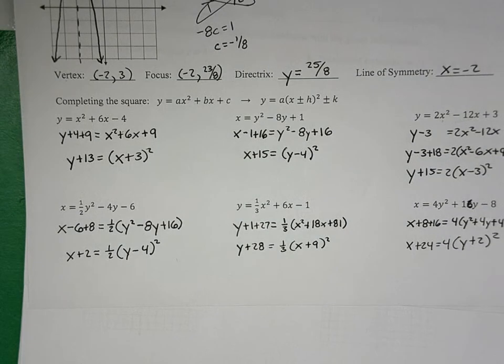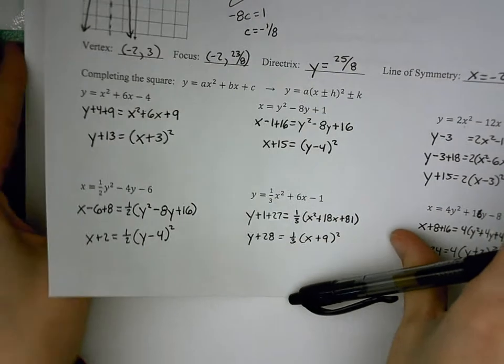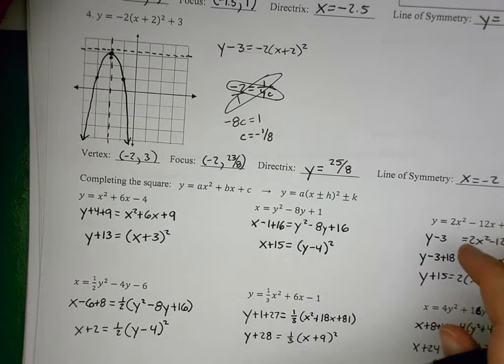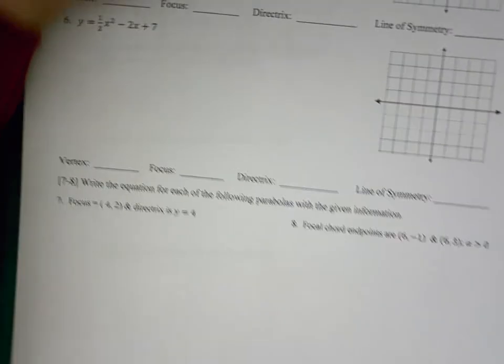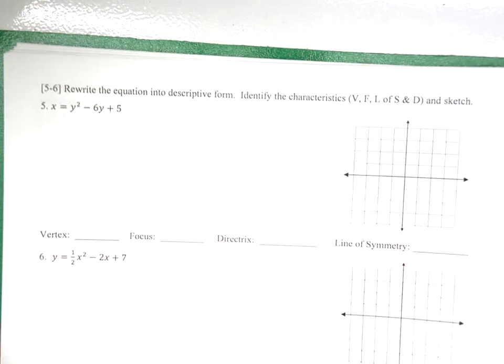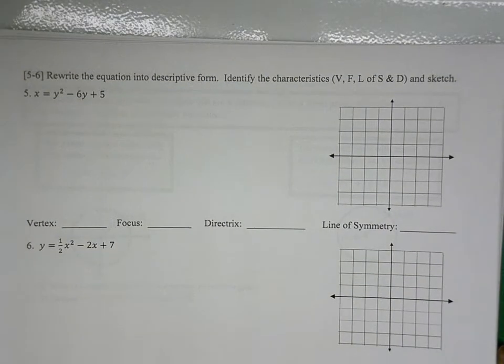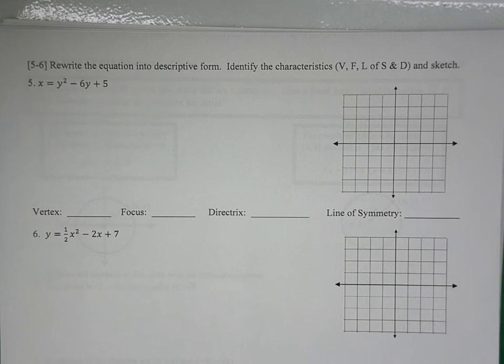Okay, so back to parabolas for 2 more problems, and then that's 6.1. Because we actually aren't going to be doing writing the equations today. So we're just going to focus on graphing here. Okay, so number 5 together. Number 6 you'll pause and do that one on your own. Okay. First things first, we need to get it into descriptive form. Well, in this case, that means we've also got to do complete the square.